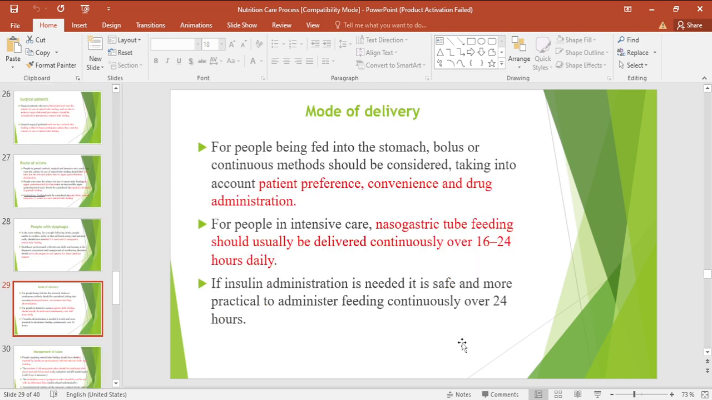The mode of delivery for people being fed into the stomach, bolus or continuous methods should be considered. And we have to also take into account the patient preference, the convenience, and the drug administration. The NG tube should be delivered continuously over 16 to 24 hours daily.